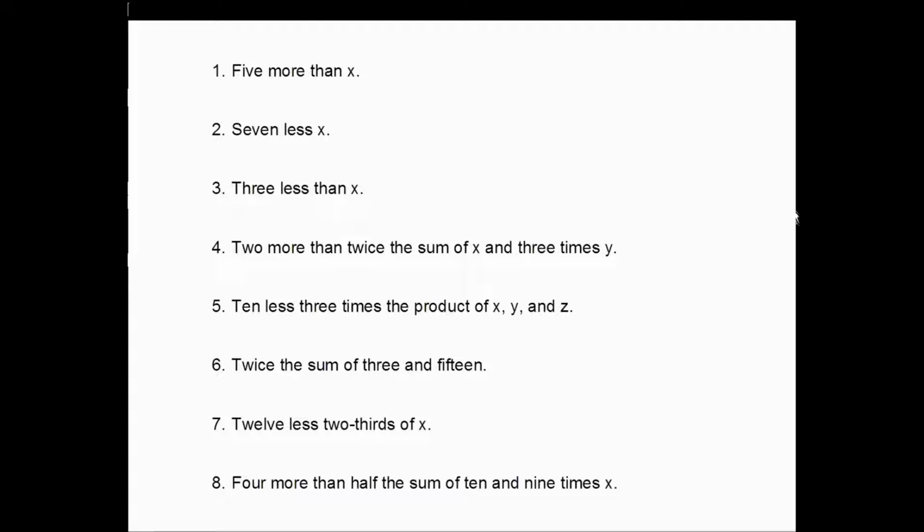Okay, the first one says 5 more than x. Now remember, if we see the word than, we're going to write it backwards. The more is addition, so it's x plus 5. Okay, 5 plus x is okay, but x plus 5 is preferred. Okay, 7 less x. I don't see the word than, so you have to write it as 7 minus x. No choice. Number 3, 3 less than x. I see the word than. You have to write it backwards from the way it's given to you. It's x minus 3.